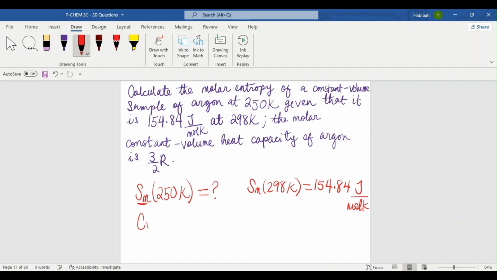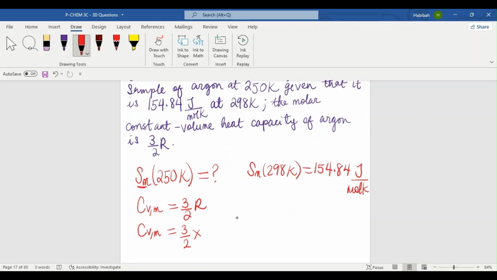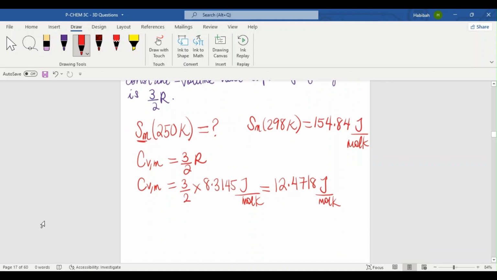So that would be C_V,M, because it's a constant volume process. That's just going to be 3 over 2R, which is the same thing as C_V,M equals 3 over 2 times 8.3145 joule per mole Kelvin. So that's basically how it's done. 3 over 2 times 8.3145 is the same thing as 12.4718 joule per mole Kelvin. So now we have these parameters written down.